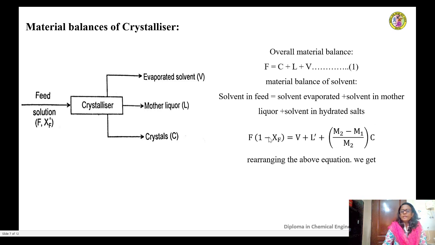Okay. So now we can rearrange this equation to get L dash on one side. So L dash is equal to F into 1 minus XF, minus V, minus this whole term, that is M2 minus M1 divided by M2 into C.